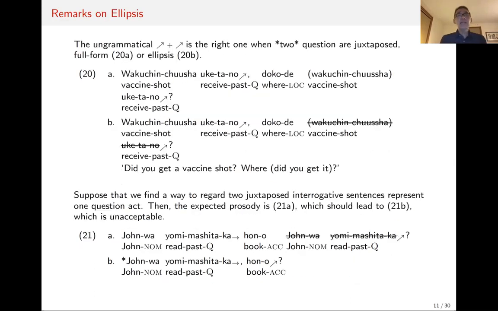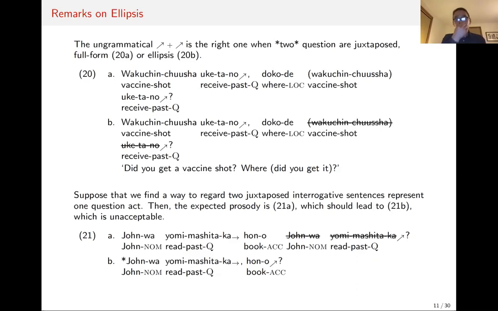The ungrammatical rising is the correct and right intonation when two questions are juxtaposed. For instance, ワクチン注射受けたの?どこで受けたの?どこでワクチン注射受けたの? So there are two questions. The first one is like a confirmation question: oh, did you really get the vaccine shot? Where did you get that?